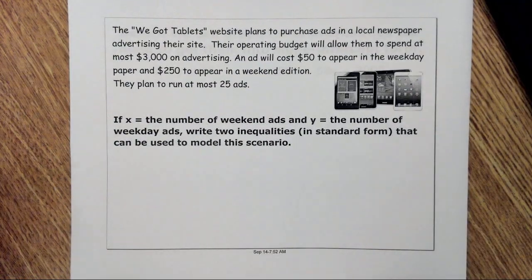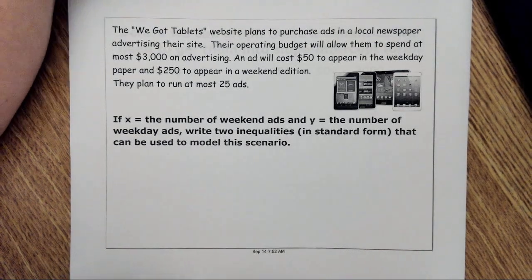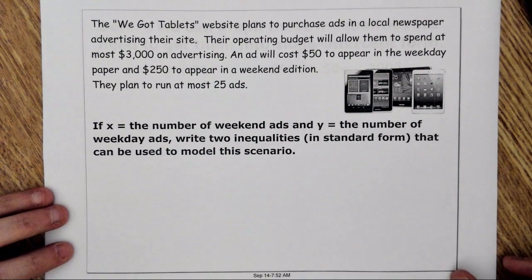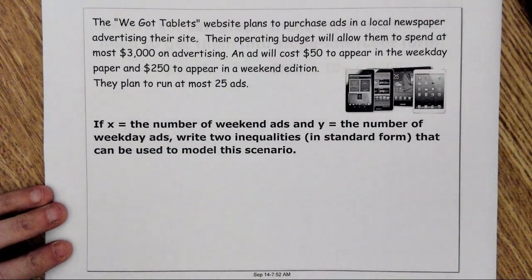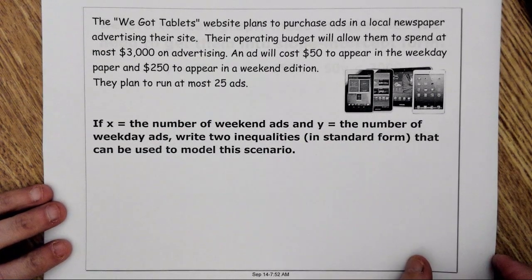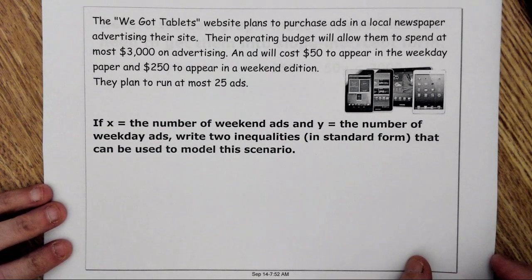The We Got Tablets website plans to purchase ads in a local newspaper advertising their site. Their operating budget will allow them to spend at most $3,000 on advertising. An ad will cost $50 to appear in the weekday paper and $250 to appear in a weekend edition. They plan to run at most 25 ads.